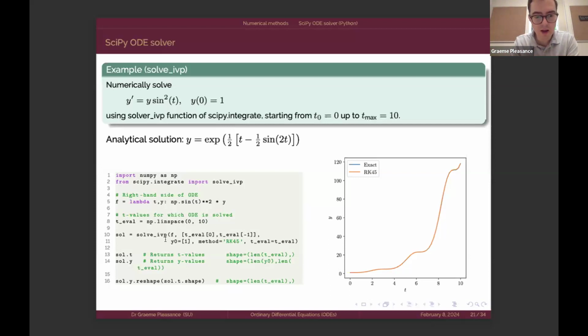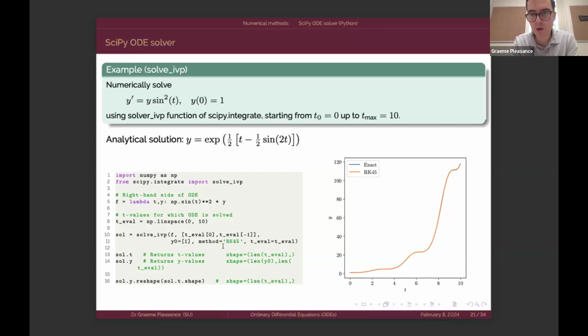Okay, and so the next argument is the value for y naught. So this is basically the boundary conditions. This has to be input also as a list. In here, I've just passed a list that contains only a single element. This is just the value of y naught, which here is just 1.